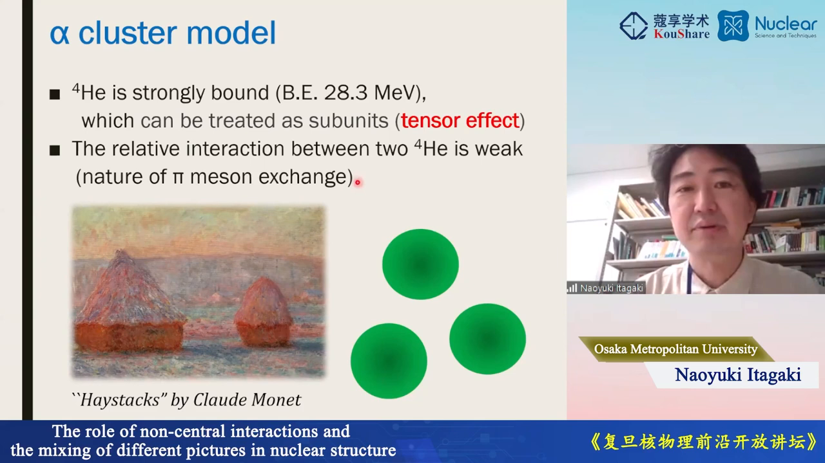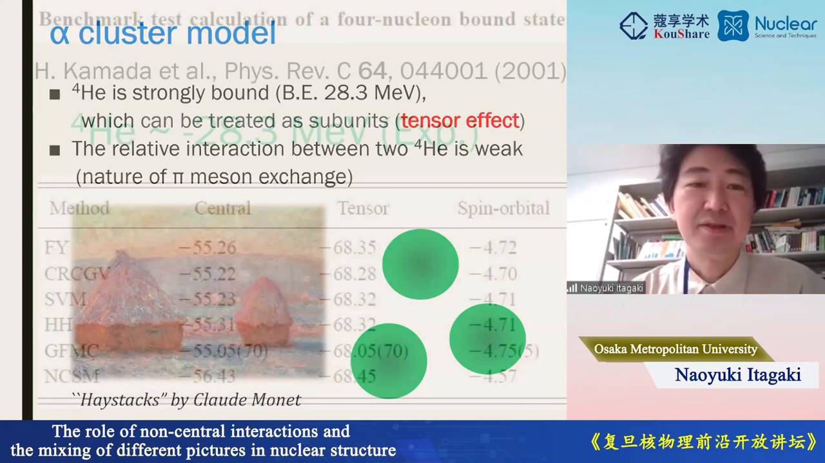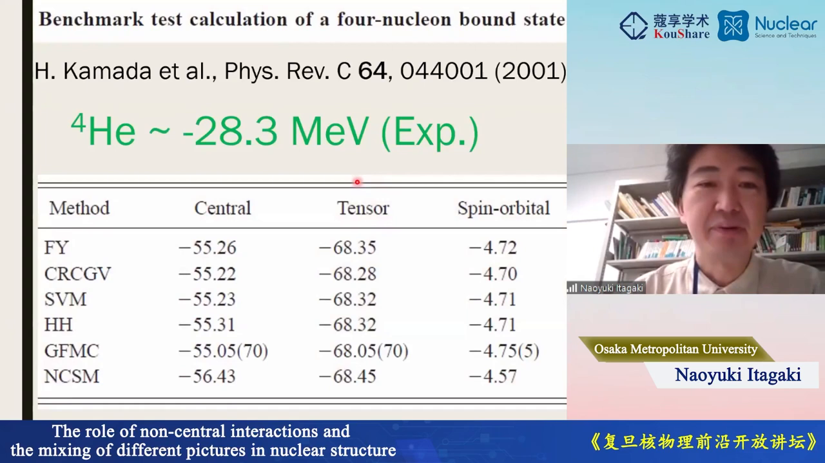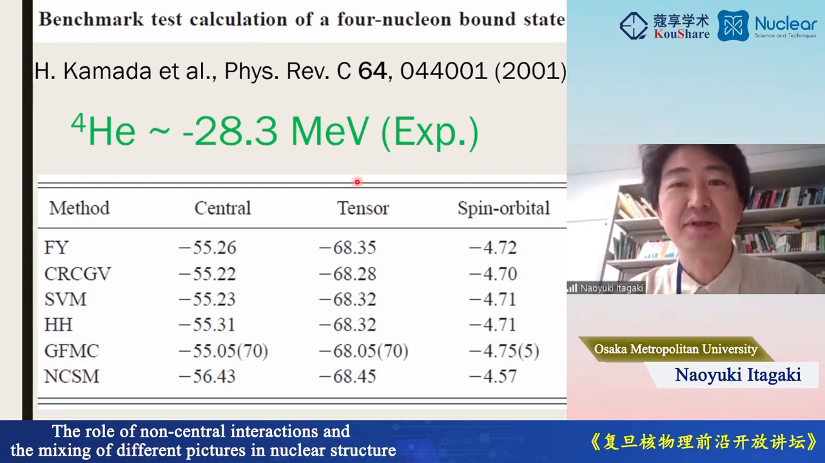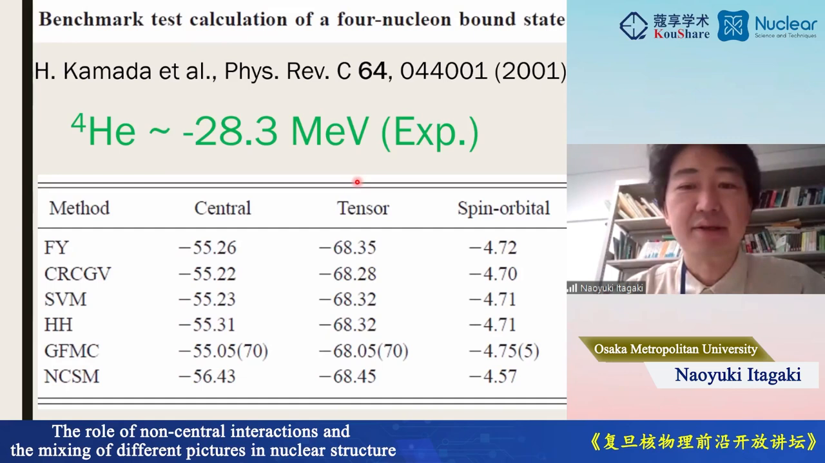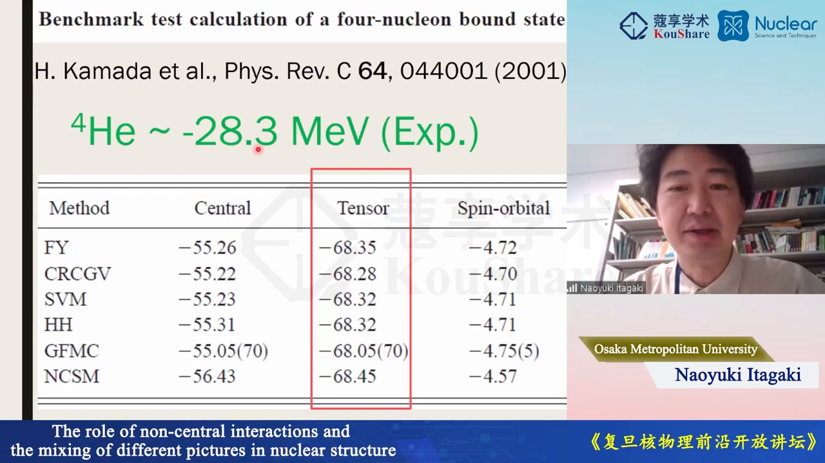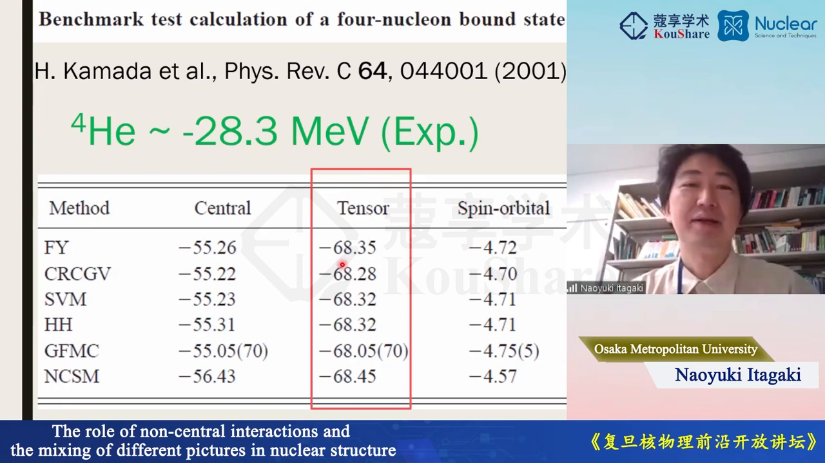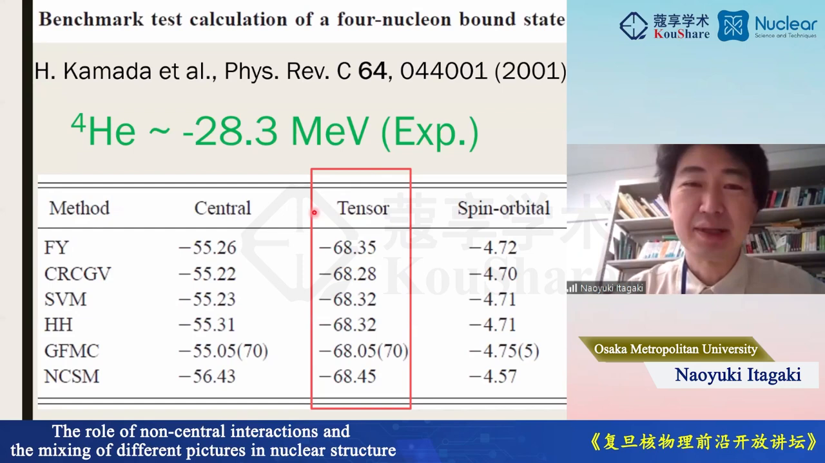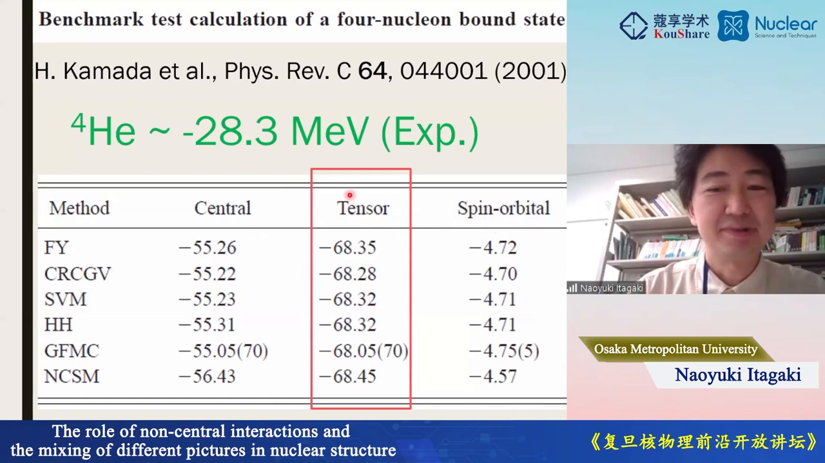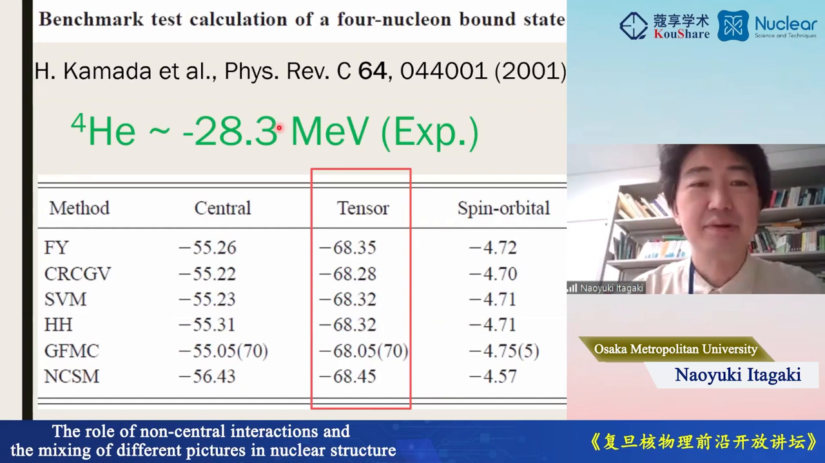As I mentioned, the tensor interaction is very important. For this kind of light nuclei, we can perform an ab initio calculation using the realistic interaction. What we know is that the binding energy of helium-4 is minus 28.3 MeV, but the tensor effect is minus 68. So it's more than the central interaction. So the tensor interaction is the most important ingredient in explaining the strong binding of helium-4. It's very interesting. That is a result of the realistic calculation. So helium-4 is strongly bound due to the tensor force and considered as a subsystem.